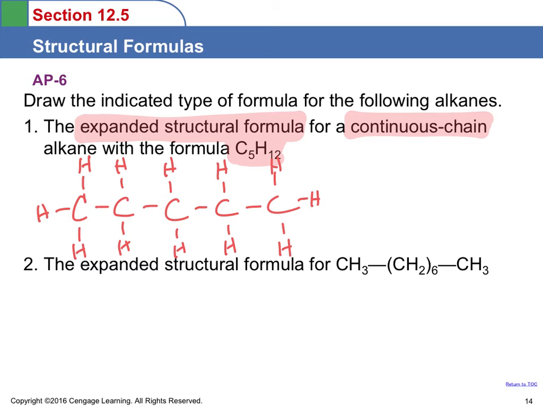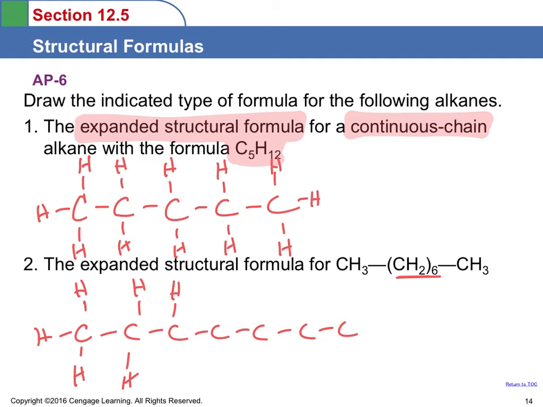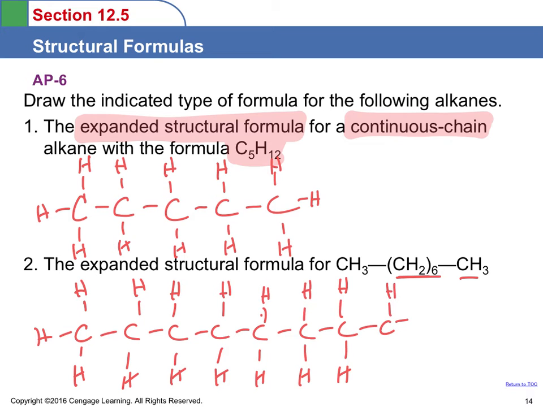Last example here says the expanded structural formula for this condensed. So we've got CH3, and then we're going to have 6 CH2s. So 1, 2, 3, 4, 5, 6. Each of these are going to have 2 hydrogens. And then on the end is another CH3.